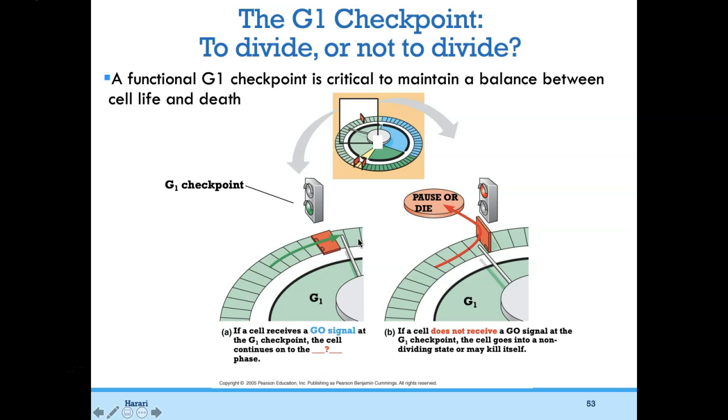S phase, right? That's where the DNA will be copied. However, if a cell does not receive a go signal at the G1 checkpoint, the cell will go into a non-dividing state. It will be put on pause. Or it may kill itself in apoptosis, if it's genetically mutated or if it's no longer needed. So this G1 checkpoint is the starting point, right, for whether you're going to die or live. So this checkpoint is very, very important.